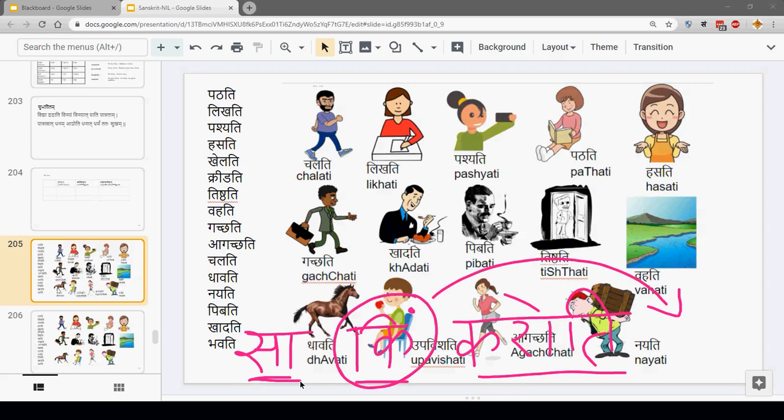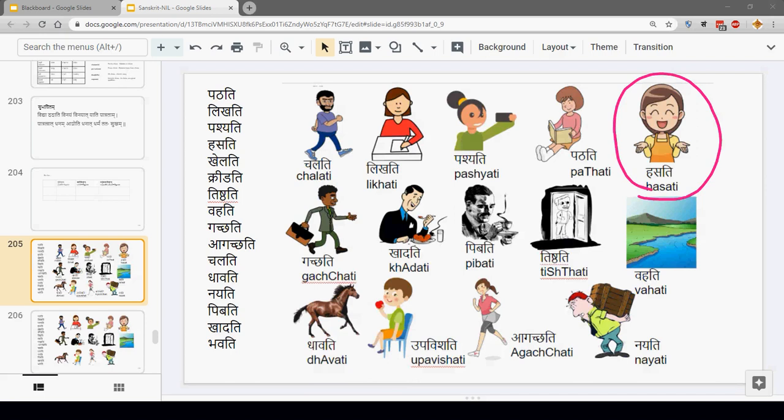Let's see how it sounds if we put it at the end. Sa karoti kim. That is also correct. It could also mean what is she doing? But it depends on the tone or the intention of the person asking. With that tone, it might mean, is she doing something? But if you put it in the middle, then it's a word, not a question tag. Sa kim karoti means what is she doing? Here the kim is used as a what, not as a question tag.